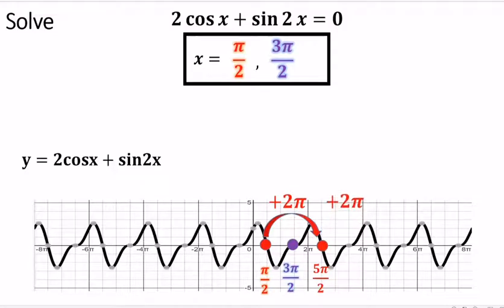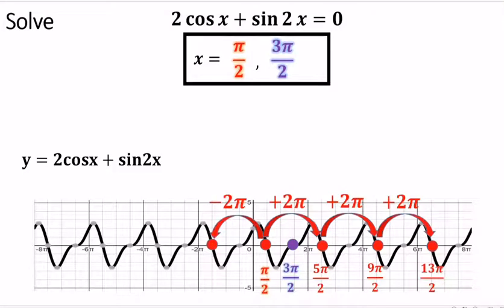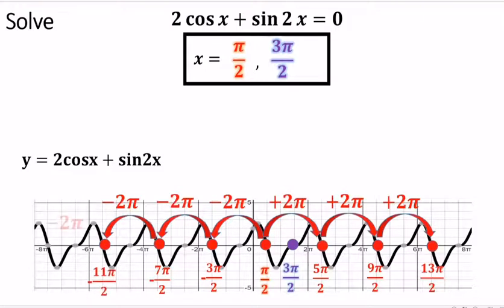If I add 2 pi again, I will get to another x-intercept, which happens to be 9 pi over 2. I could continue doing this forever, moving to the right to find the next x-intercept or the next solution to the equation. I could also start at pi over 2 and subtract 2 pi, arriving at an x-intercept, and continue subtracting 2 pi forever, continuing to get additional answers to the equation.